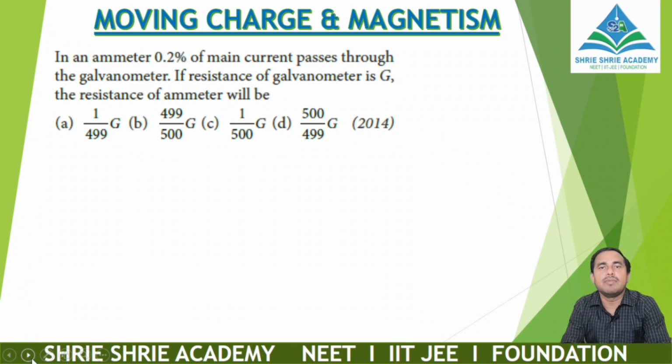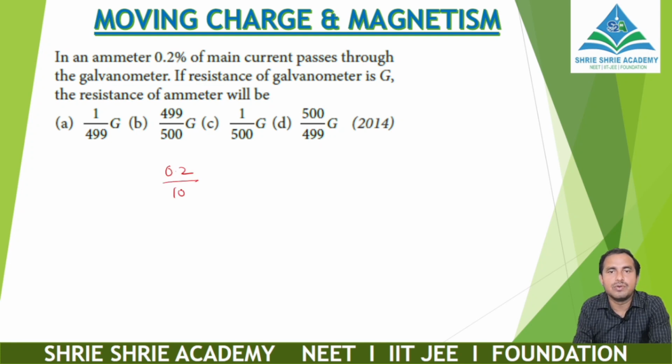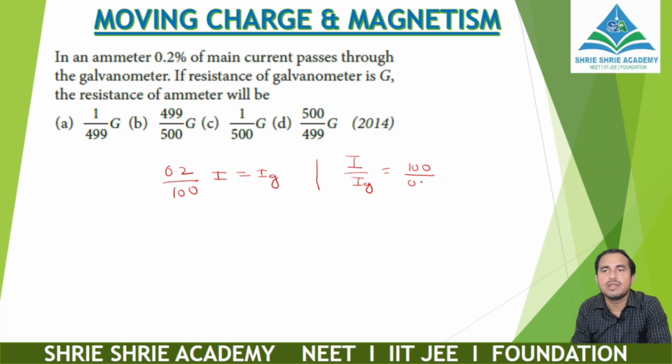Now it is given that in an ammeter 0.2% of the main current passes through the galvanometer, right? From here you can find I by Ig, which is 100 divided by 0.2. That is 500, and that is N. We can write N is equal to I by Ig, new range by old range.